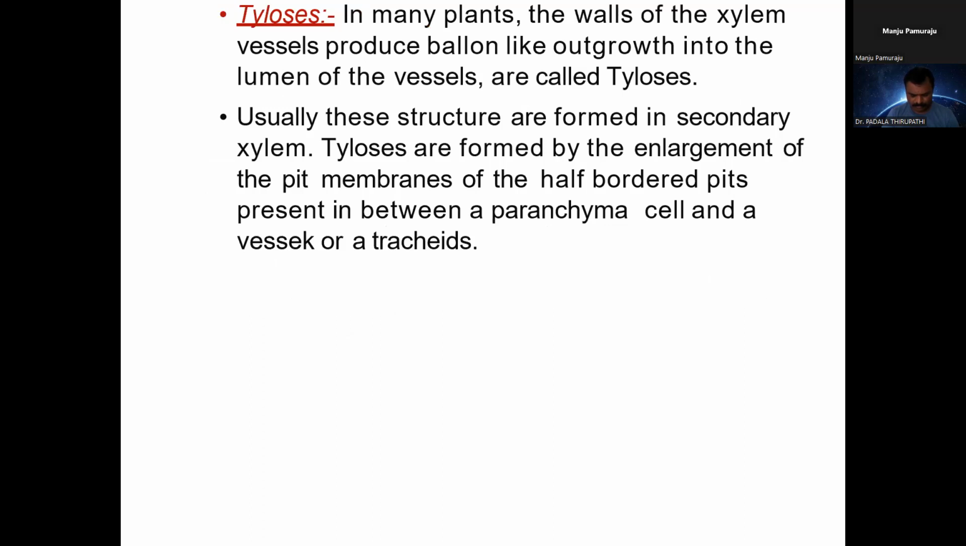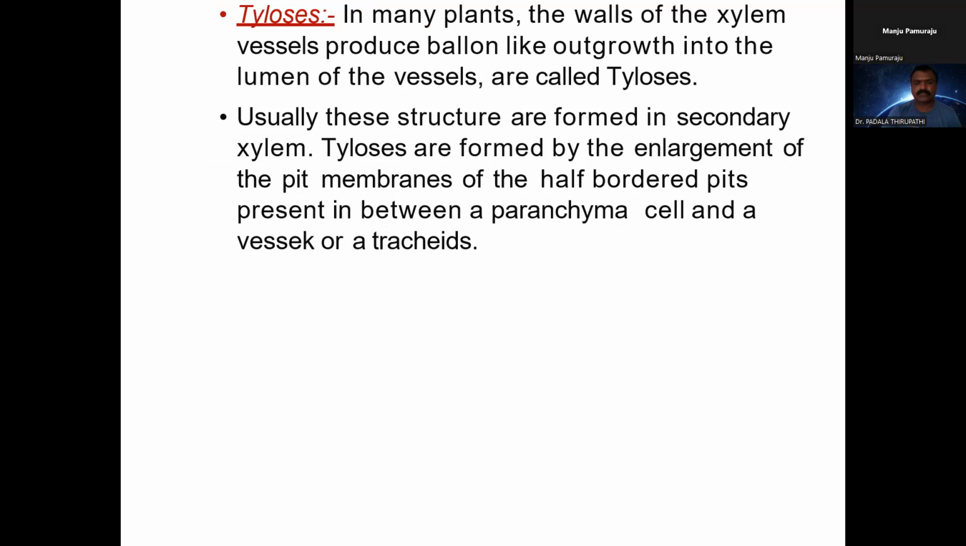Another term is tylosis. In many plants, the walls of the xylem vessels produce balloon-like outgrowths into the lumen of the vessel. When we observe the xylem vessels, we can see these balloon-like outgrowths. These are called tylosis. Usually these structures are formed in secondary xylem only.